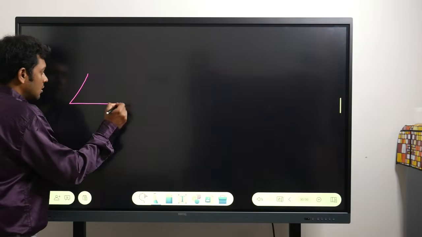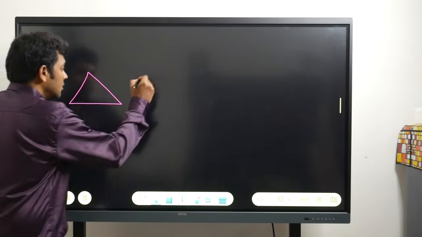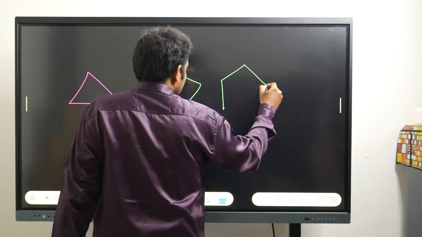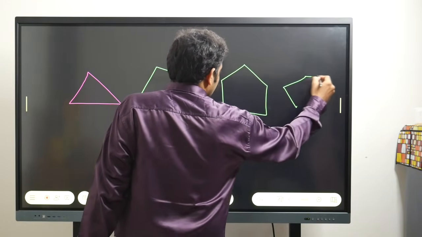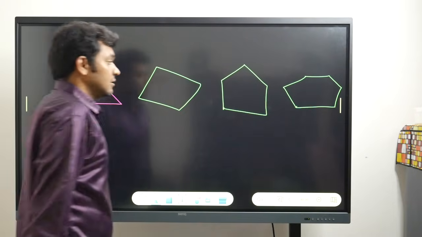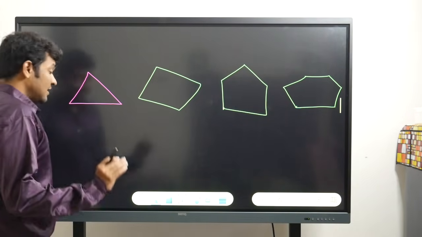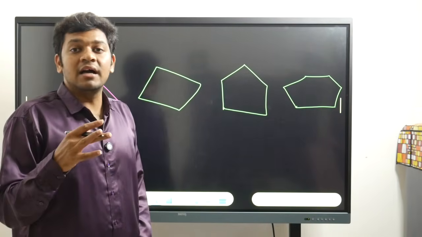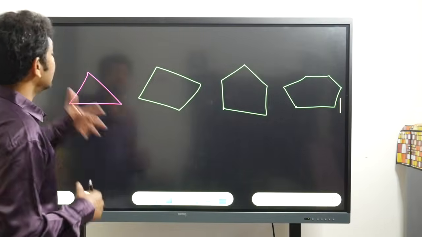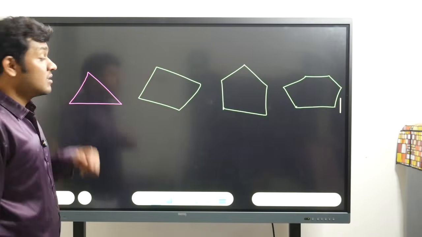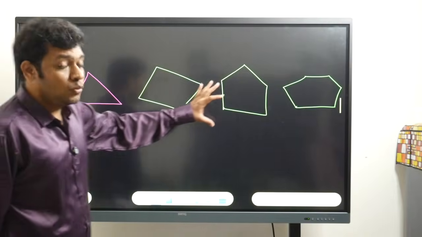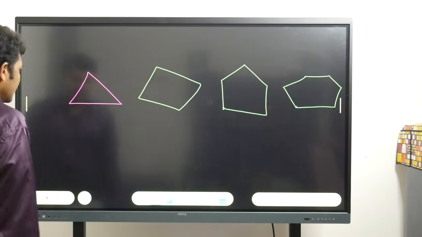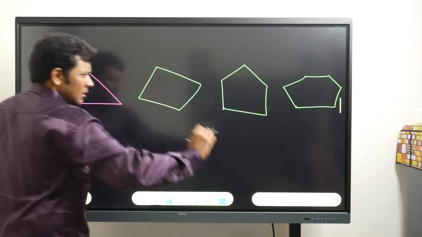So, triangle, three-sided polygon. Quad, four-sided polygon. Pentagon, five-sided polygon. Hexagon, six-sided polygon. Right? Now, there is something called a regular polygon. Meaning, in a polygon, if all the sides and all the angles are equal, it's a regular polygon. Like an equilateral triangle is a regular three-sided polygon. A square is a regular four-sided polygon. Then you name these polygons as regular pentagon, regular hexagon, and so on.